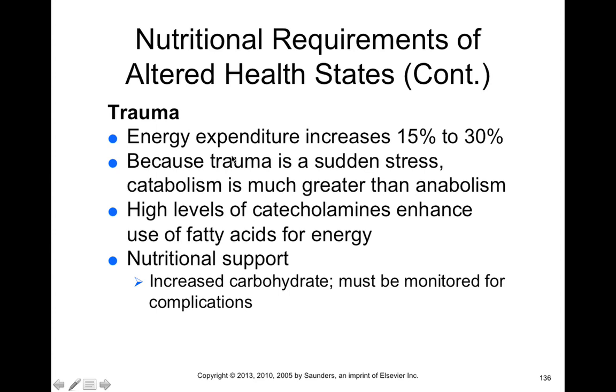Now, in terms of trauma, what we can find is that post-trauma can also lead to an increase in BMR and energy requirement. High levels of catecholamines can end up using a lot of fatty acids for energy, and you're going to see increased carbohydrate utilization, and this needs to be monitored in terms of complications.